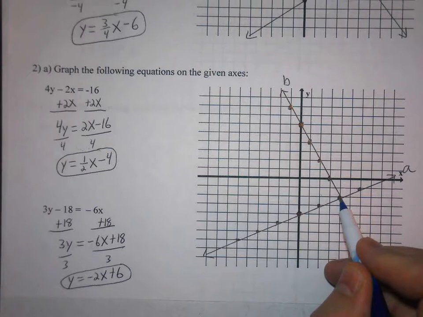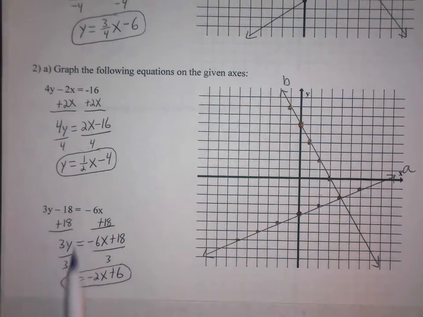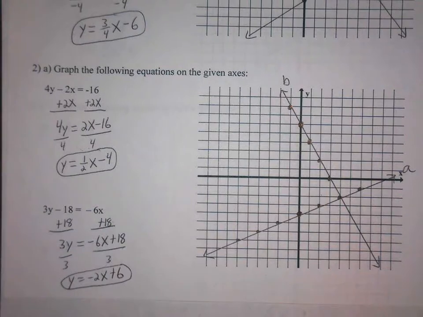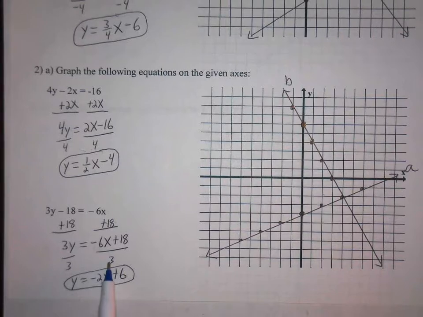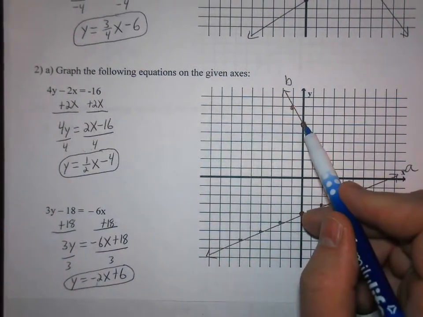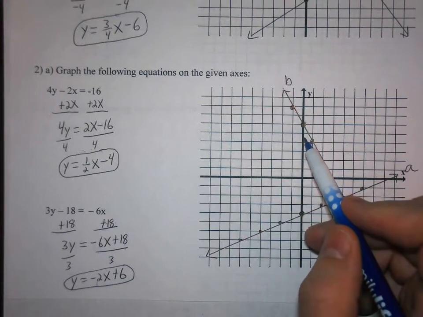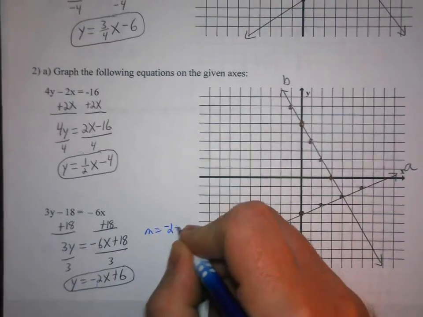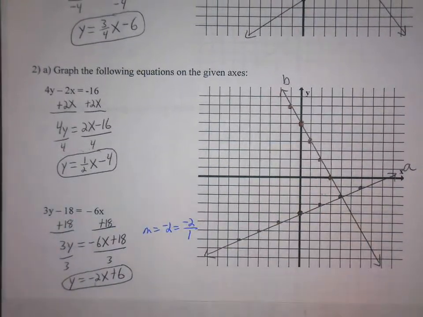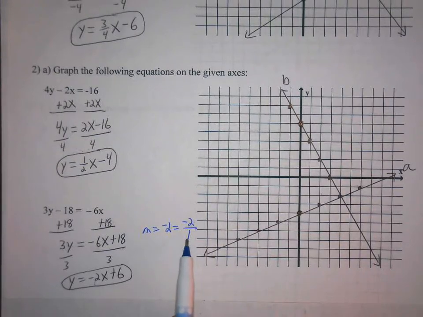And then the last one, to get y equals, we have to add the 18 first, and then divide by 3. On this one, negative 6x divided by 3 is negative 2x. And then 18 divided by 3 is positive 6. So we start up here at 0, 6, and a slope of negative 2. We count down 2 to the right 1. Remember that when m is negative 2, we look at that as negative 2 divided by 1, which means down 2 to the right 1. So that's how you manipulate equations in order to graph y equals mx plus b form.